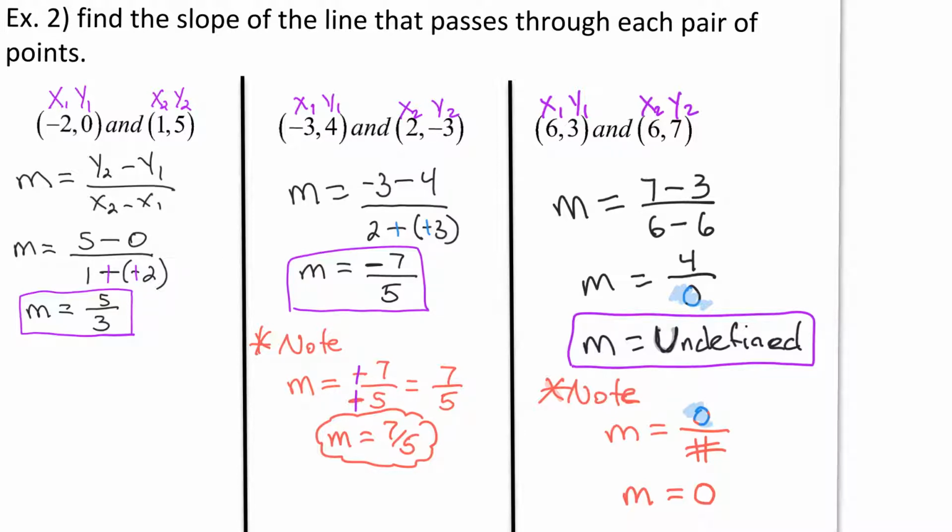If you guys have a 0 on the bottom, so here's an example, 0 on the bottom is undefined. But if you guys have 0 on the top, it's going to equal 0. So let me just put a box here so you know that is your answer. So keep in mind, guys, I gave you 2 different notes. Always pay attention to your signs. Always pay attention where is the 0, because it can be undefined or your slope can be 0.